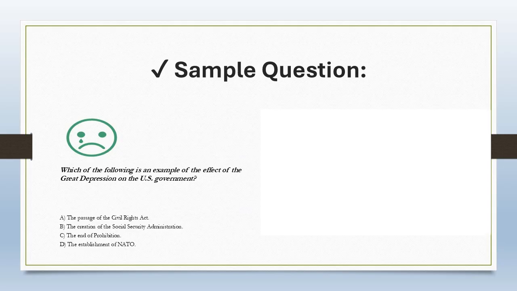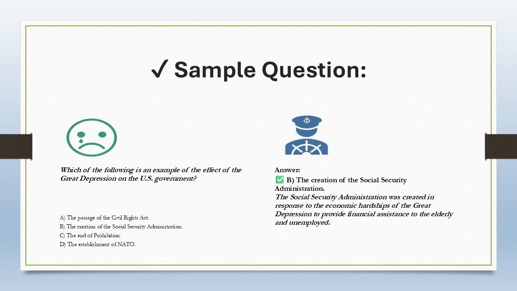Let's put these skills to the test with another sample question. Which of the following is an example of the effect of the Great Depression on the U.S. government? A. The passage of the Civil Rights Act. B. The creation of the Social Security Administration. C. The end of Prohibition. D. The establishment of NATO. The correct answer is B. The creation of the Social Security Administration.